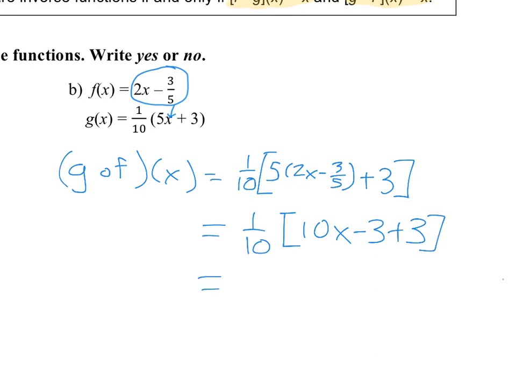The negative 3 and the plus 3 cancel out, so we just have 1 over 10 times 10x, which equals x. So because we did the composition and the result was x, they are inverses of each other. And that's all for this lesson.